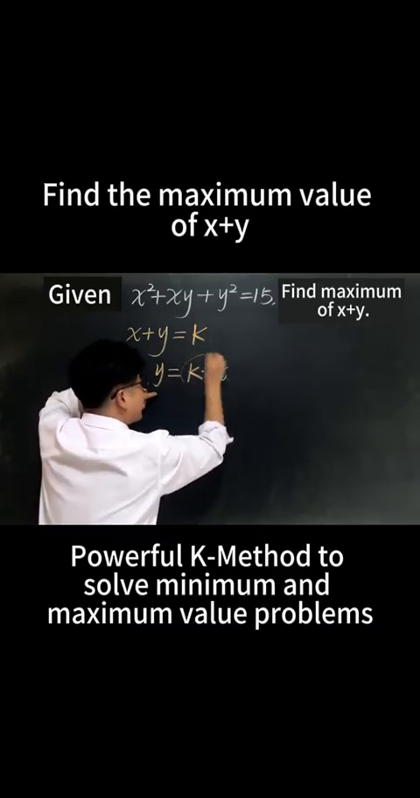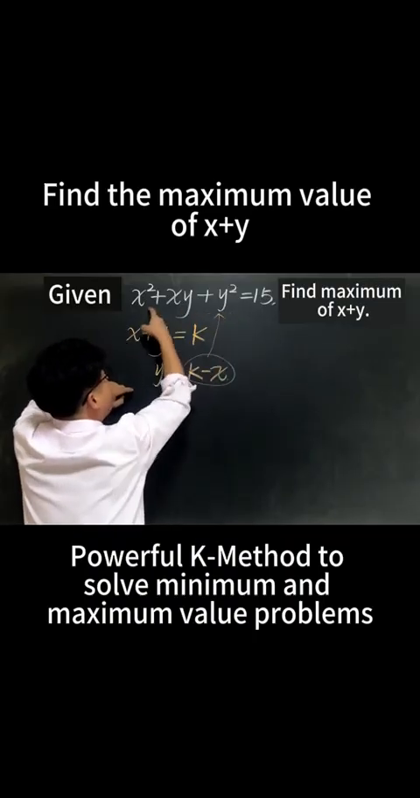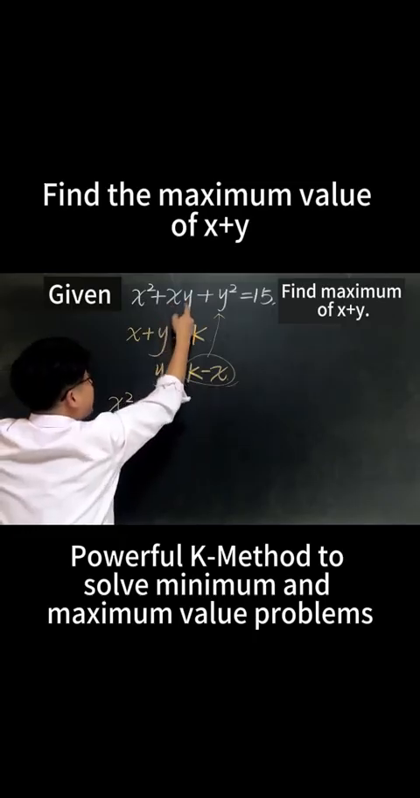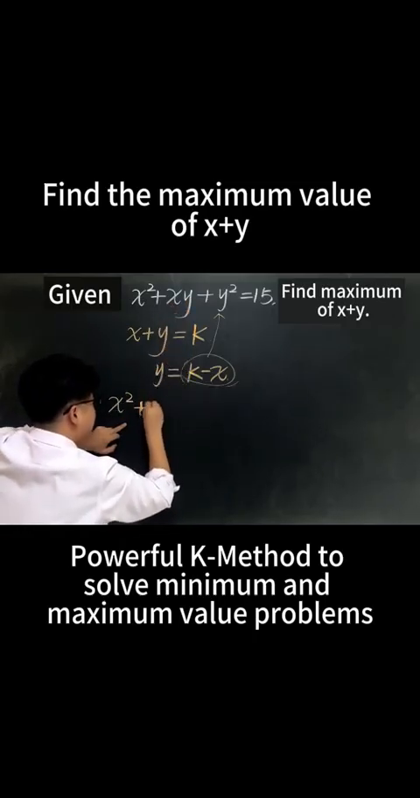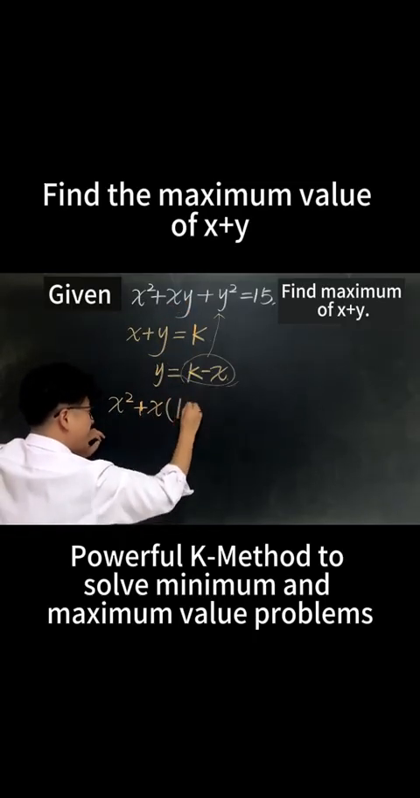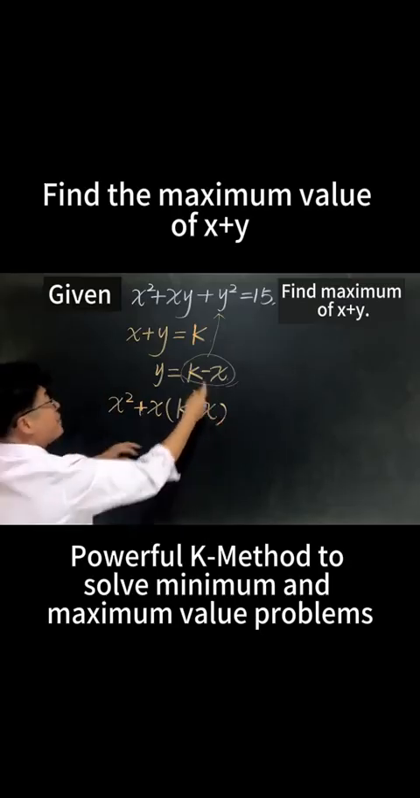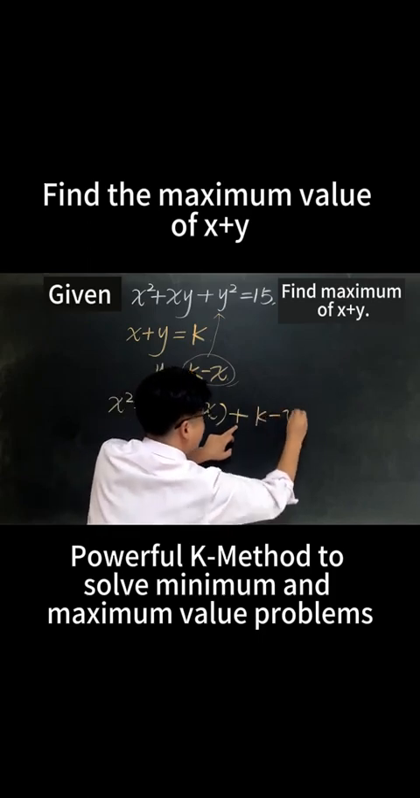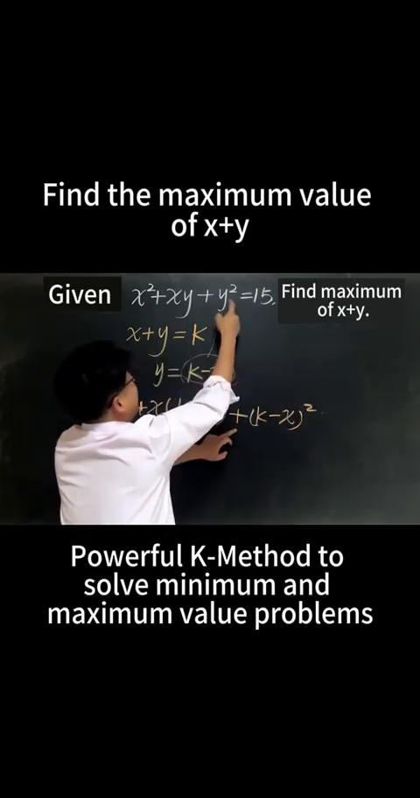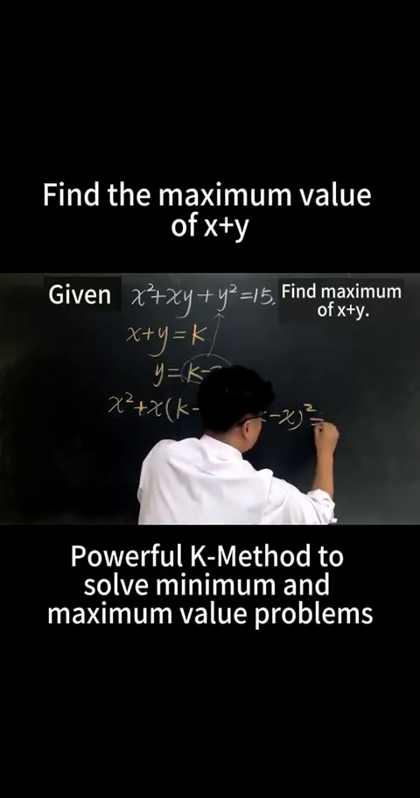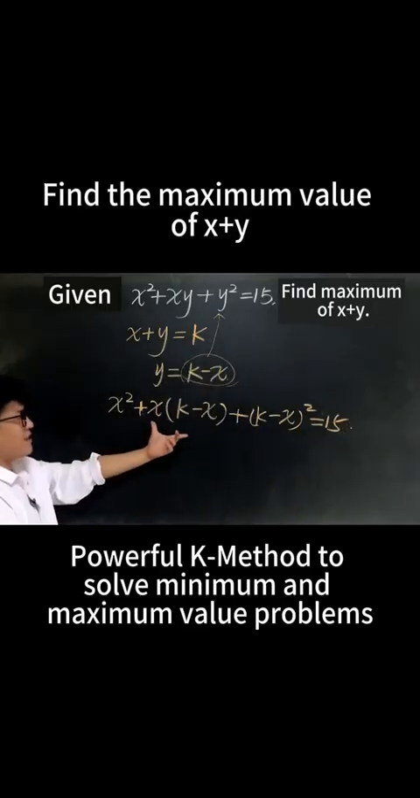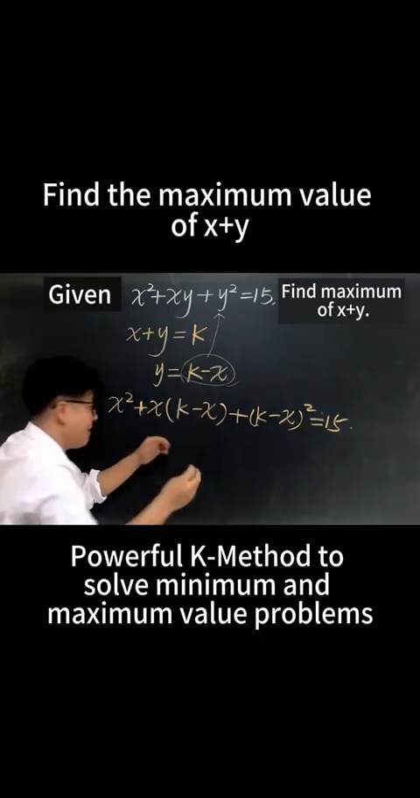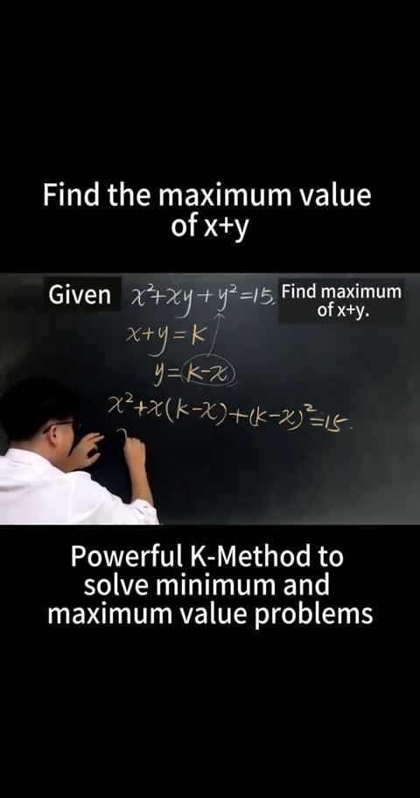Then substitute this k minus x everywhere. Replace all y with k minus x, and see what it becomes. Everyone, x squared plus x times y, right? Y is what? Isn't it k minus x? Then add y squared. Y squared, isn't that open parenthesis k minus x close parenthesis squared, right? You have to be careful when solving problems. Then it equals 15, right? The original equation now looks like this after replacing all y with k minus x. Is there any problem with that?